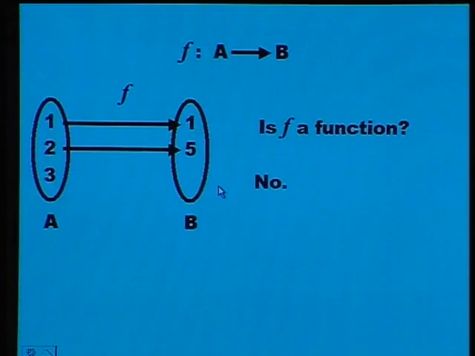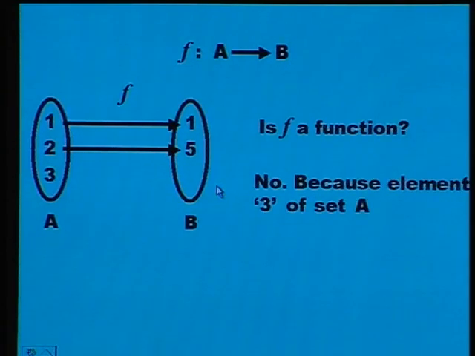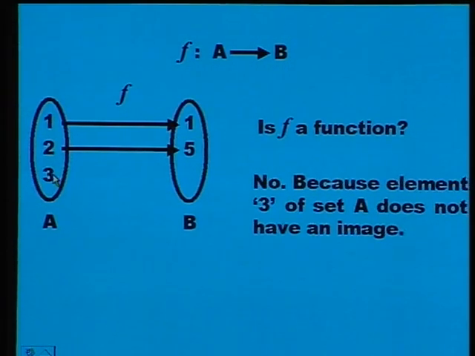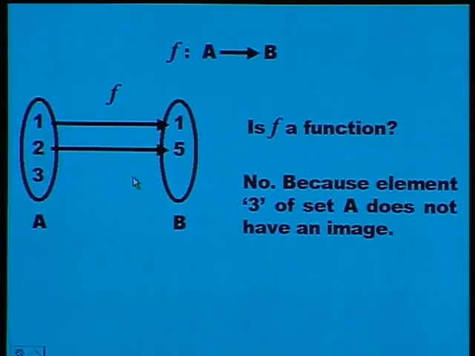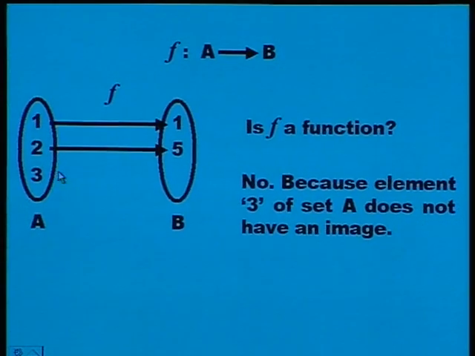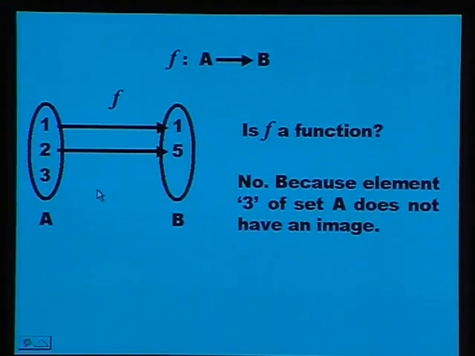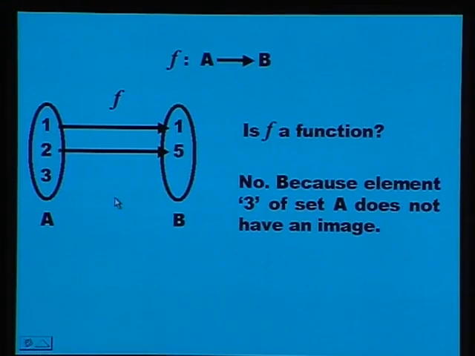Therefore, f is not a function because element 3 of set A has not been mapped onto any image. There is no image associated with 3. So there is no question of domain and codomain here, since f is not a function. We'll take another example. A function f from set A to set B, defined as follows.